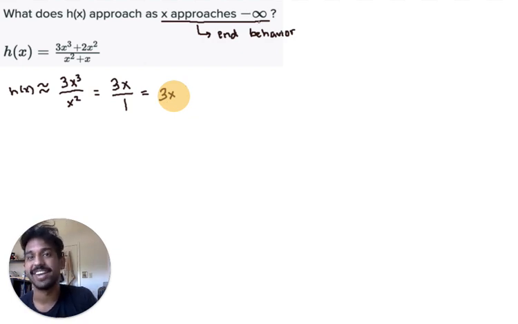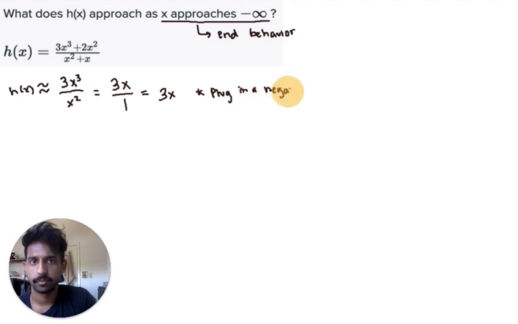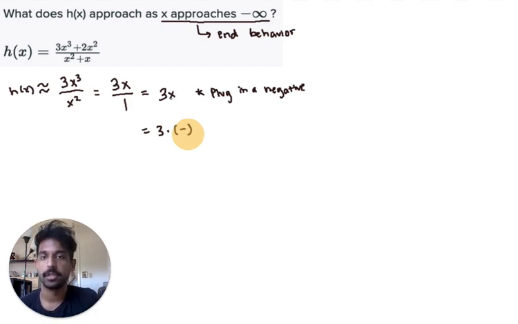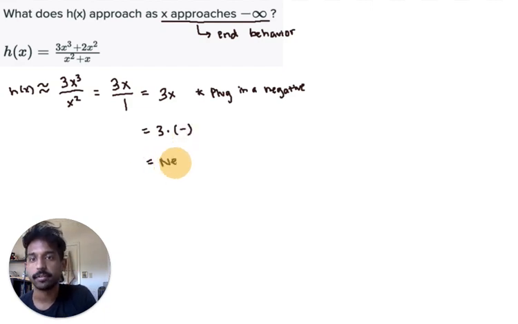Now, in order to figure out what's going on here, we then have to plug in the value that we want. Here we want negative infinity, and so here I'm just going to plug in a negative, and see what happens. Well, if I take 3 and I multiply it by a negative number, because we said we're just going to put a negative there for x, well, 3 is positive, and this is negative, and so in the end, this will also be negative.